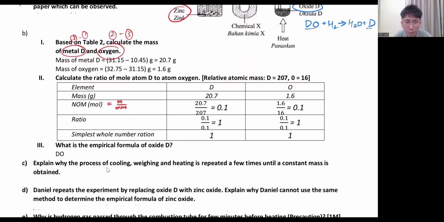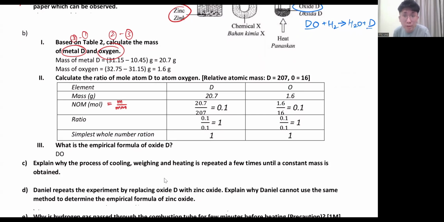Then going down, explain why the process of cooling, weighing, and heating is repeated a few times until a constant mass is obtained. So guys, as we say, in this experiment the only result is the mass. So how do you know when your experiment is done? When do you know your experiment is finished? You actually don't know. By your naked eyes, you cannot see. You can't say, hey, I feel like it's done. No, you can't use feeling. So what you have to do, your result is a mass.